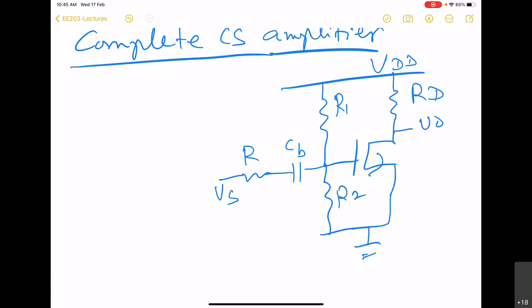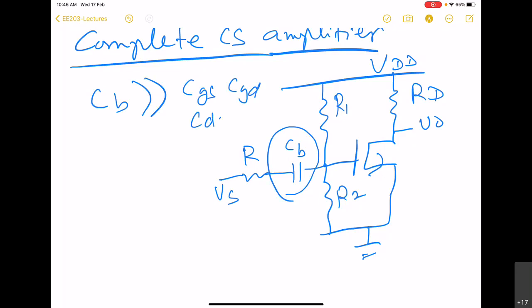So this will be the typical scenario when a common source amplifier is used in real life. This is an external capacitor, which we did not include in the previous analysis. Why? Because this CB that we are going to use here will be very large compared with CGS, CGD, CDB or CSB, compared with all these four. Right, this will be typically of the order of microfarad, but these will be typically of the order of nanofarad to picofarad.